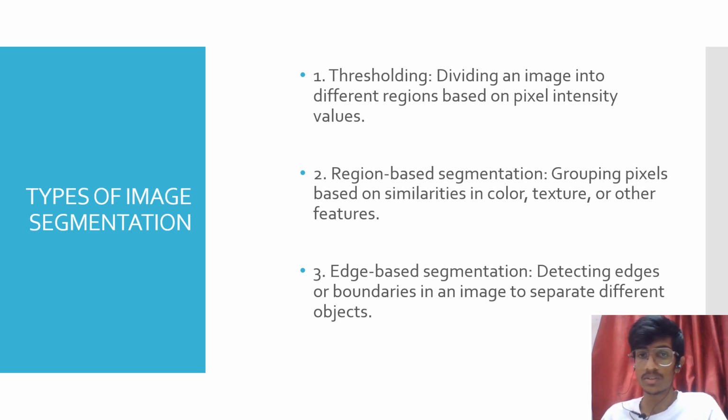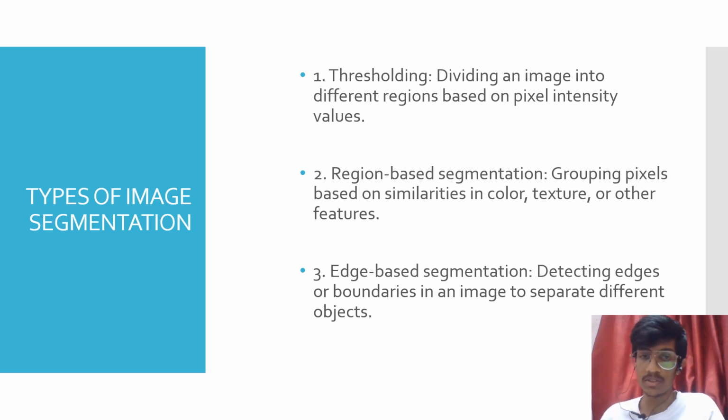Then region-based segmentation: grouping pixels based on similarities in color, texture, or other features. Segmentation is basically dividing an image into different regions, and region-based segmentation divides an image based on color or texture or other features. Coming to the last type of segmentation, it's edge-based segmentation.